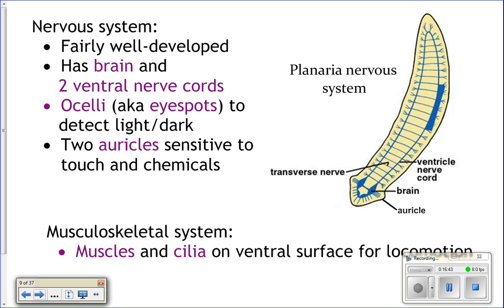Their musculoskeletal system, they've got cilia on the underside of their body, so on the ventral side, that they can beat in order to move and pull themselves along. They also have muscles that they can use to contract and swim and move around. All right. So that's how they're going to move.